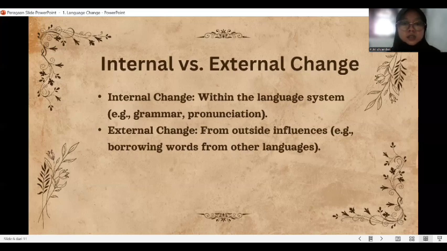Internal versus external change. Internal change is the change that happens within the language system itself. For example, sound changes or simplifying grammar rules over time. And there is external change. It's caused by outside influence, especially other languages. For example, loan words in Indonesian from Dutch, English, Arabic, and Chinese like kulkas, gratis, and bakso.